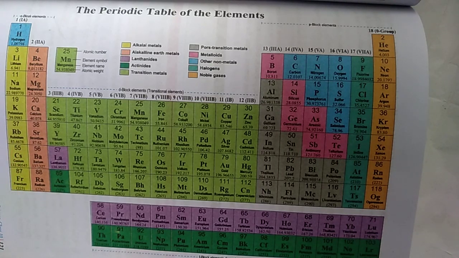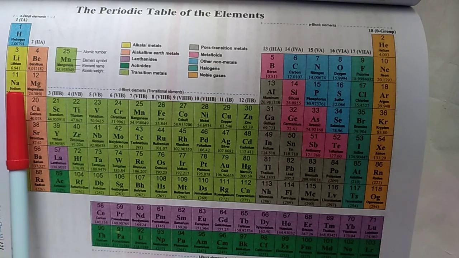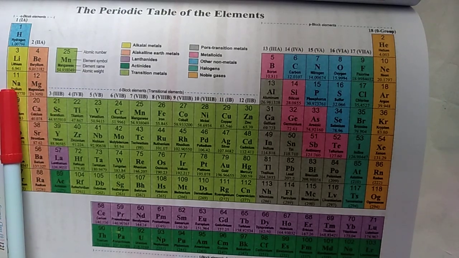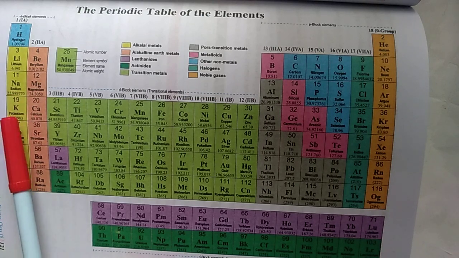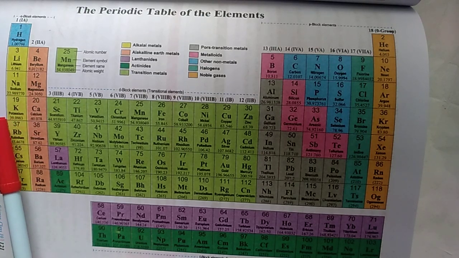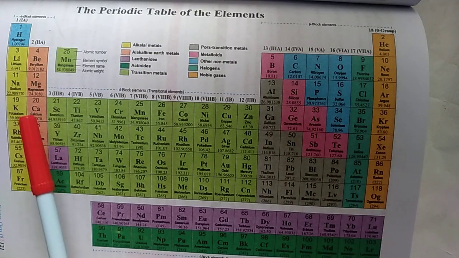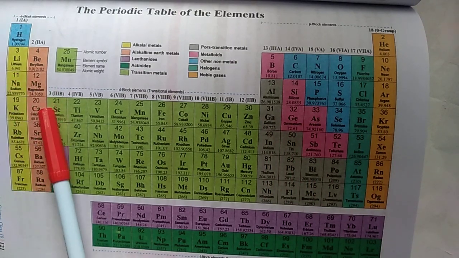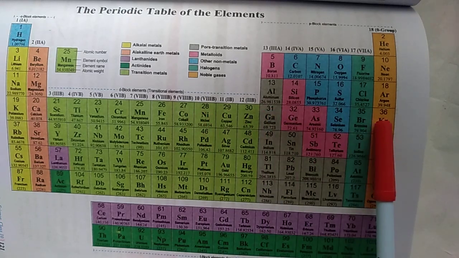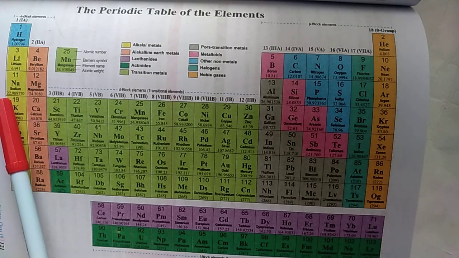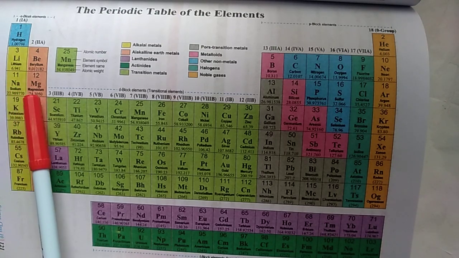Now let's see in a horizontal way. Sodium and magnesium, which one is more reactive among these two? Sodium is more reactive because in a periodic table, as you move from left to right, atomic size decreases. That means the largest atomic size is over here, and as you come to this side, atomic size becomes smaller, right? For metals, the larger the atomic size, the more reactive the element. That is why sodium, which has a larger atomic size than magnesium, is more reactive.